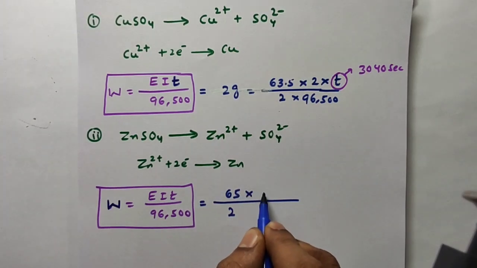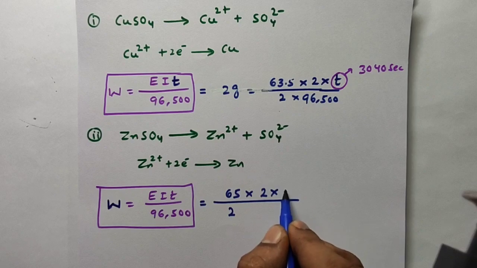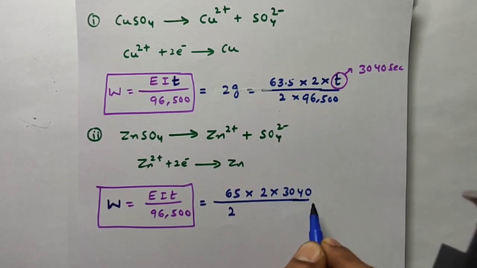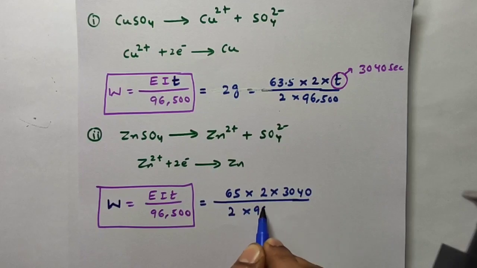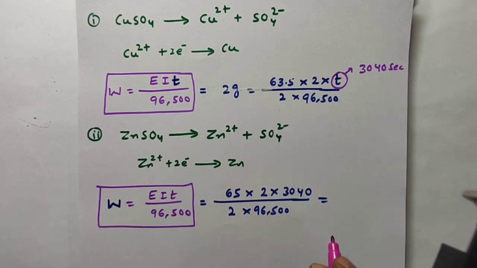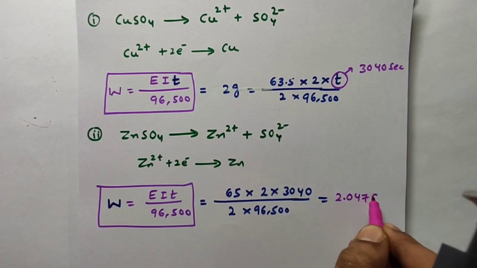Anyway, we know that the current is 2 amperes. Time we have found out, because both cells are in the same series, so it is the same time, 30-40, divided by 96,500 coulombs. Then what will you get? The weight. If you do this calculation, we will get the answer: 2.047 grams.